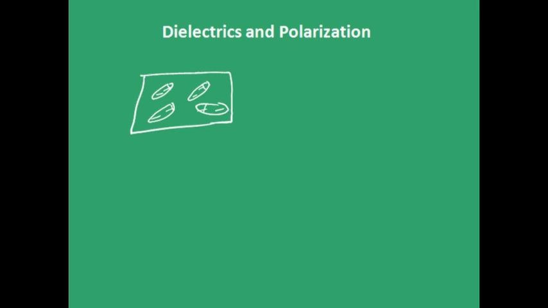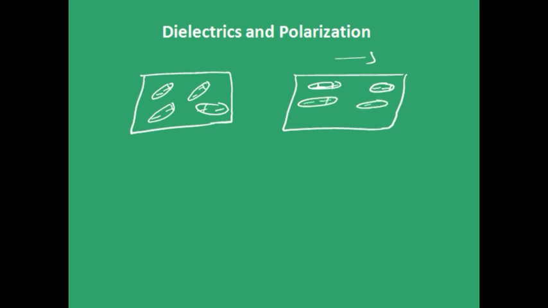Now, if placed in an external field, all the dipoles get arranged in a particular way. I mean, this way. Here comes the negative, here positive. Here comes the negative, here comes the positive. So, all these dipoles together add up to give a net dipole.